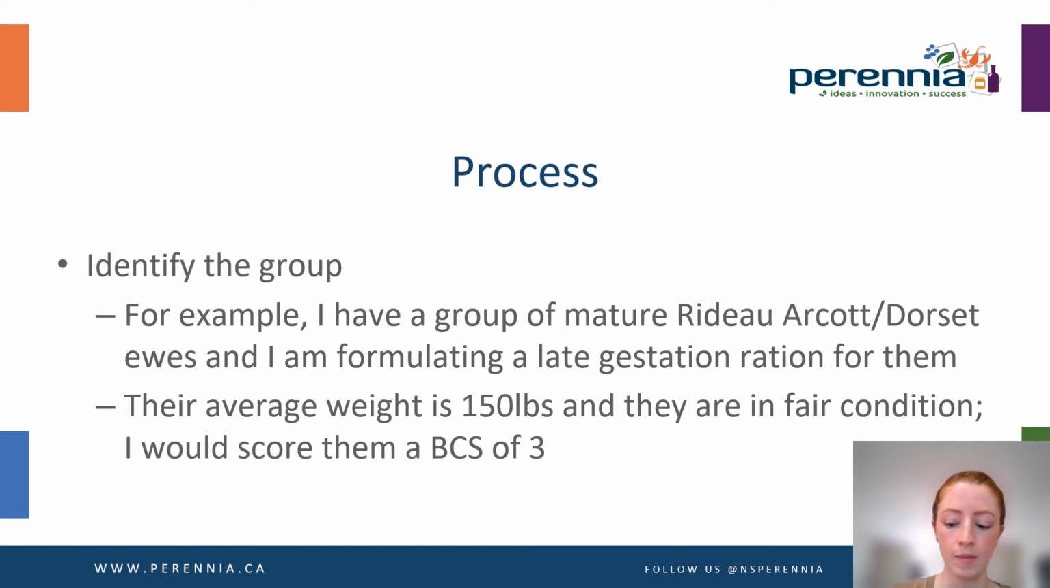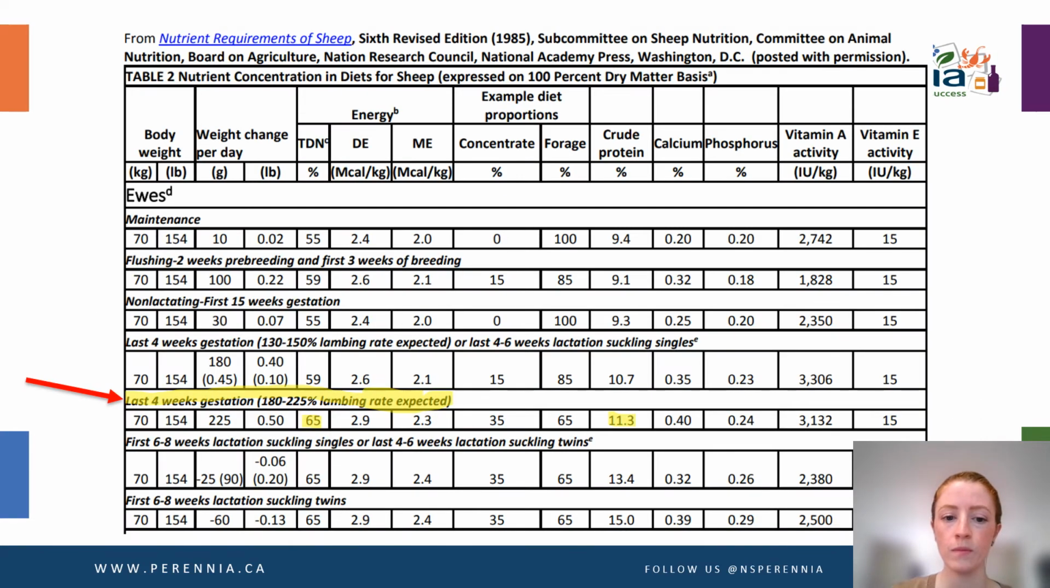And their average weight, I'm going to say they're 150 pounds and they're in fair condition, or a body condition score of 3. So I look on the chart and I find the last 4 weeks of gestation, and it's going to tell me the TDN percentage that they need. So that's the energy, and then the crude protein amount that they need for that.